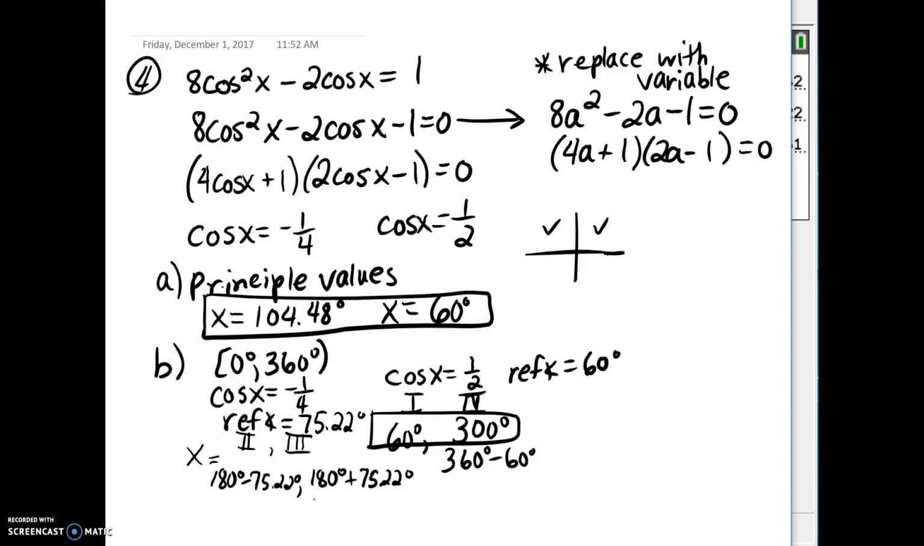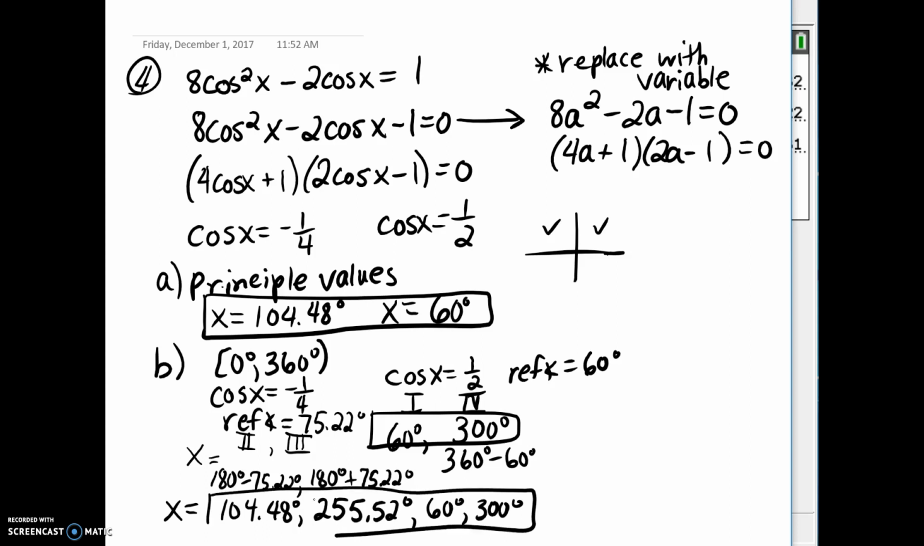So we'll get answers of the 104.48, which we already got previously. But if I was doing this as a new separate problem, I would want to have it done out this way, and then 255.52 would be my other answer. So altogether, my four answers are those two, plus the 60 and 300. And if you have multiple answers, I would write them all together at the end and list them all out.